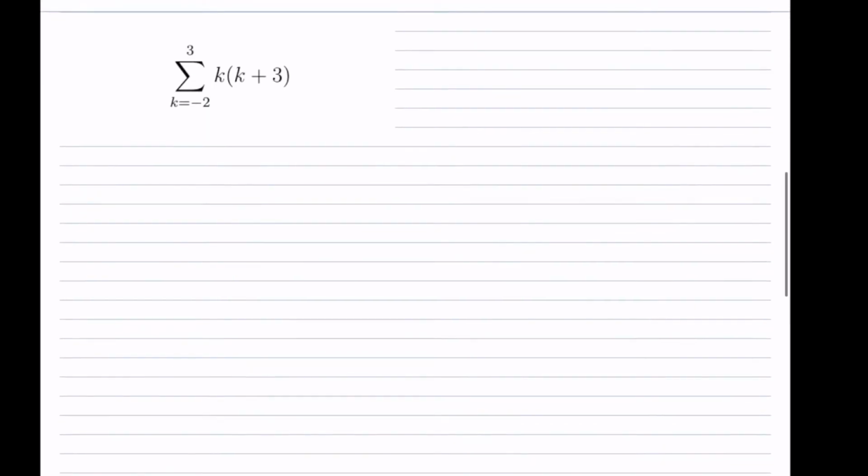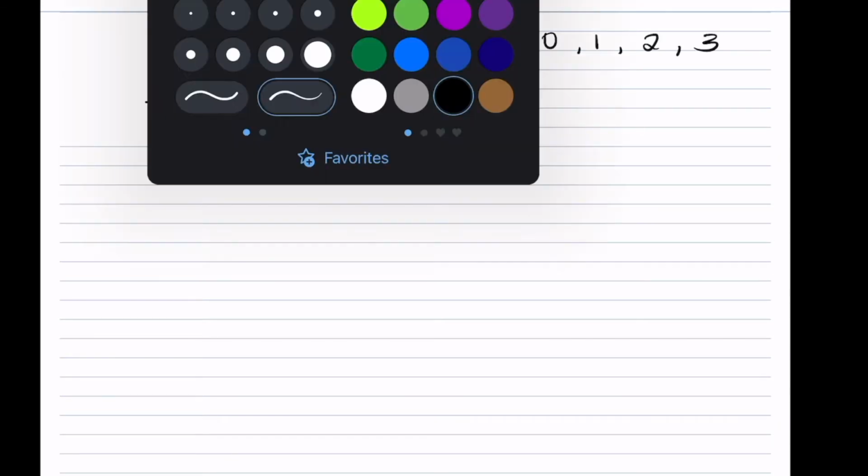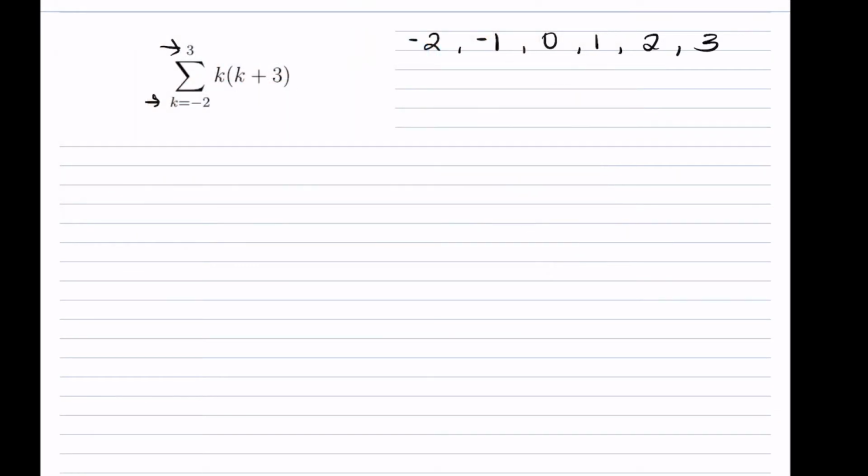Alright, for number 3, same thing. We got our start and our finish. Different functions, so let's write this out. We're starting at -2 this time. And that means between -2 and 3, we got -2, -1, 0, 1, 2, and 3. A little bit more here. So let's start off with -2.